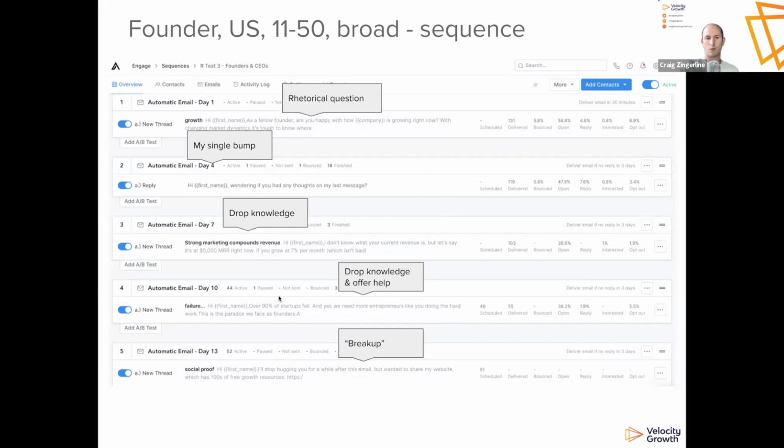And then in the 4th email, I drop knowledge again. This is when I talk about startup failure. We need more entrepreneurs like you doing the hard work, right? Over 90% of startups fail. This is the paradox we face as founders. And I dig in deeper and deeper. And then the last one is like, I'm going to stop bugging you for a while after this email. But I did want to share my website, which has hundreds of free growth resources. Again, I'm not asking them to sign up.